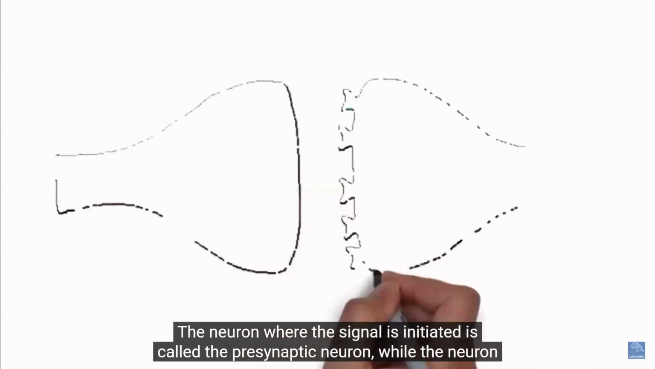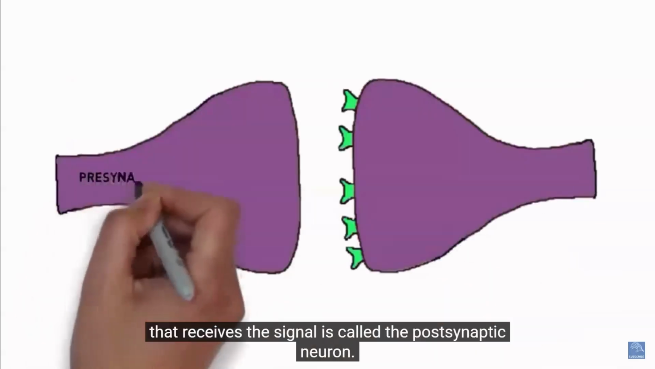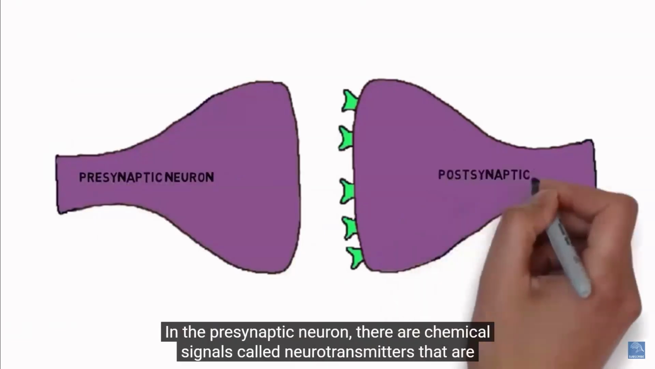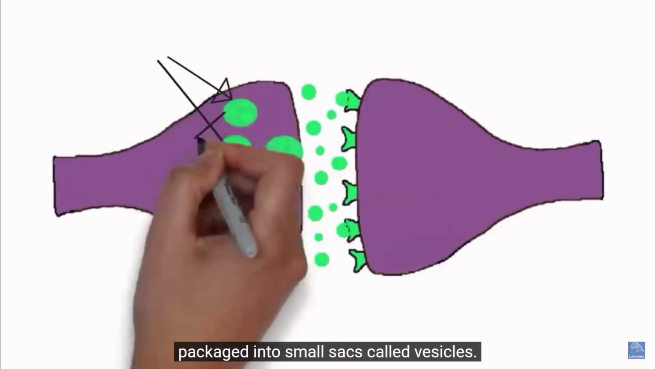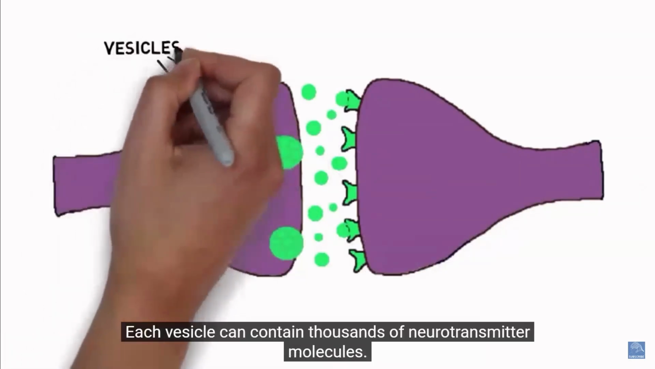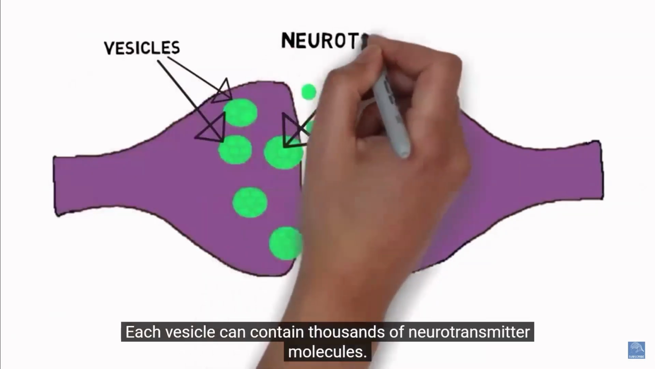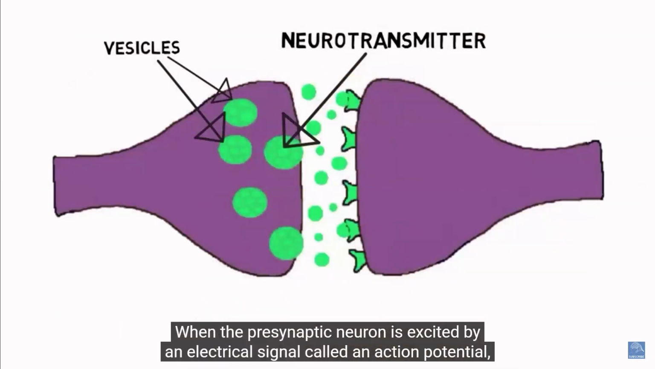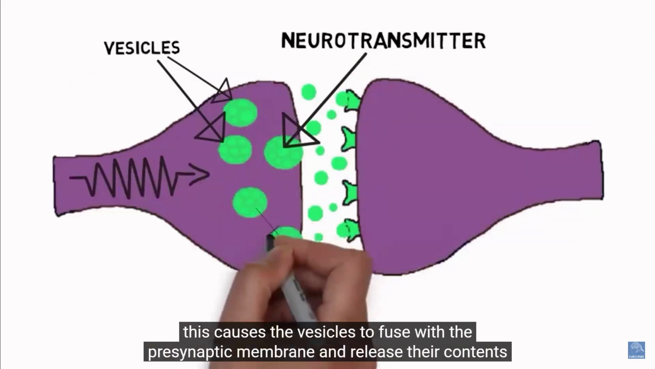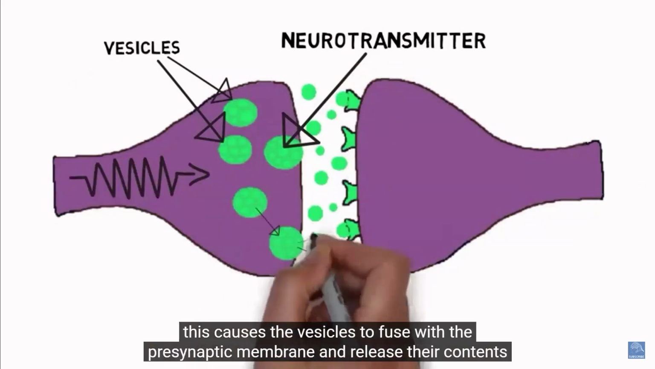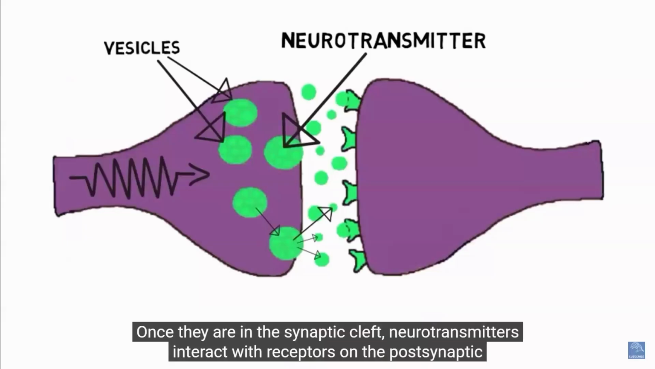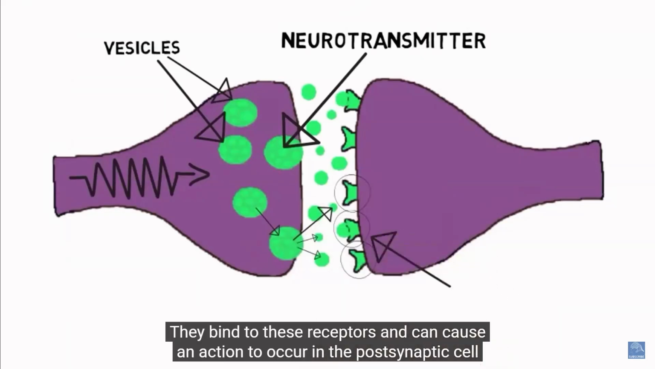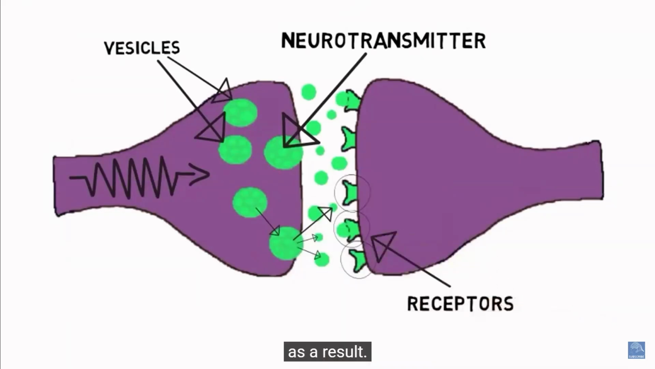The neuron where the signal is initiated is called the presynaptic neuron, while the neuron that receives the signal is called the postsynaptic neuron. In the presynaptic neuron, there are chemical signals called neurotransmitters that are packaged into small sacs called vesicles. Each vesicle can contain thousands of neurotransmitter molecules. When the presynaptic neuron is excited by an electrical signal called an action potential, this causes the vesicles to fuse with the presynaptic membrane and release their contents into the synaptic cleft. Once they are in the synaptic cleft, neurotransmitters interact with receptors on the postsynaptic membrane. They bind to these receptors and can cause an action to occur in the postsynaptic cell as a result.